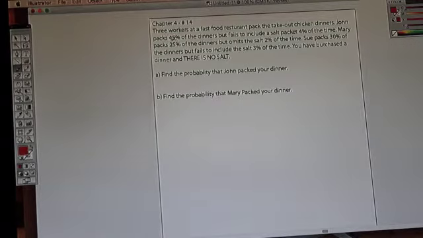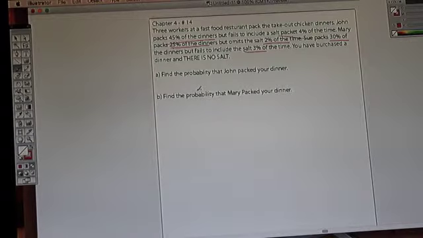John packs 45% of the dinners, but also fails to include the salt packet 4% of the time. Mary packs 25% of the dinners and omits the salt 2% of the time. Sue packs 30% of the dinners and fails to include the salt 3% of the time. You've purchased a dinner and there is no salt.